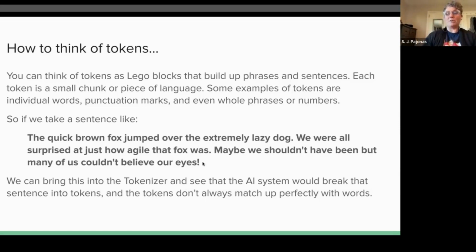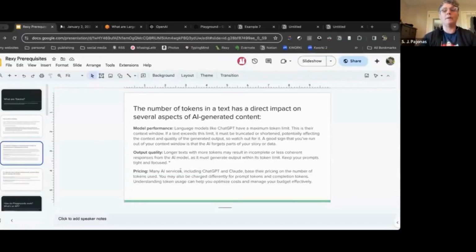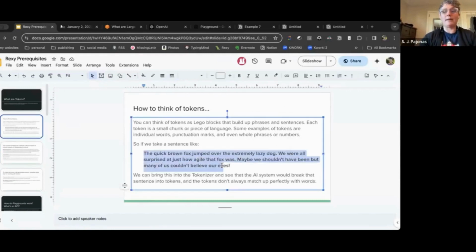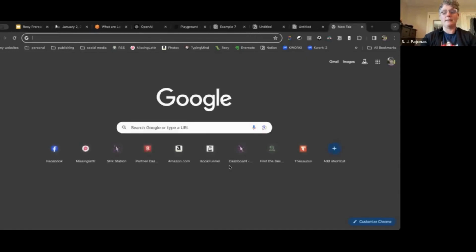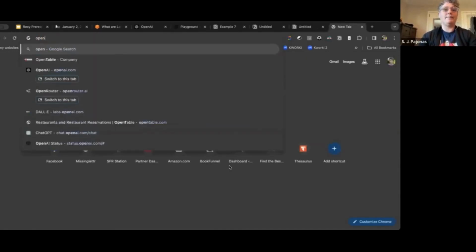We can bring this into the tokenizer and see how the AI system would break that into tokens, and the tokens don't always match up perfectly with words. So let's do that. I'm going to show you guys how we can play with things in the tokenizer. I'm going to copy that text. OpenAI tokenizer.